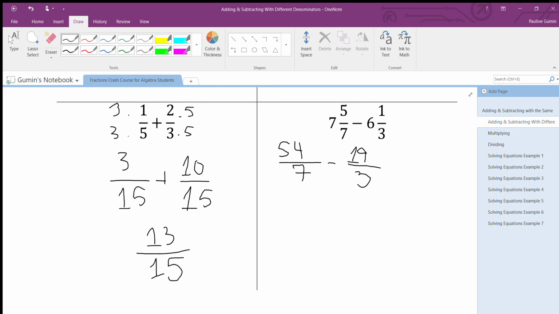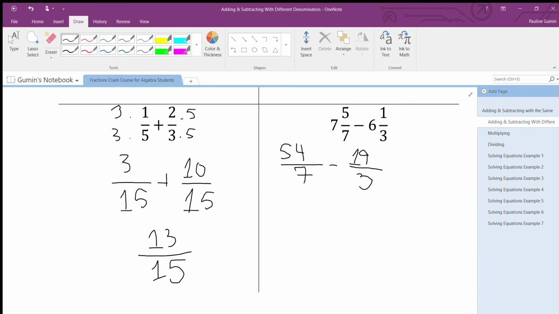Okay, again, we do not have a common denominator. Let us create one. We multiply the first fraction by the denominator of the second, and the second by the denominator of the first. Let's see what we get. Well, we get a common denominator of 21, which is wonderful.